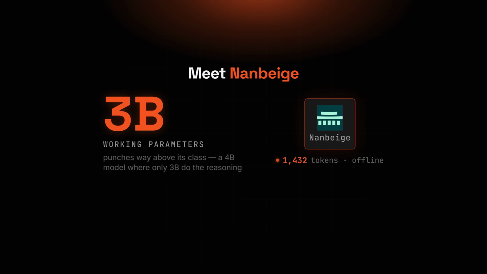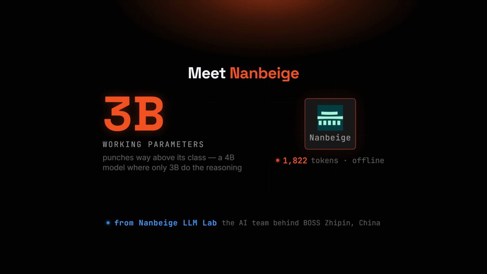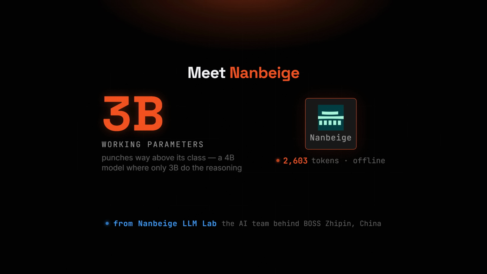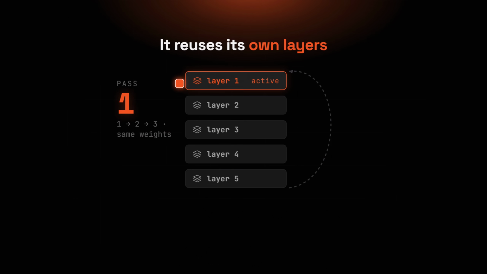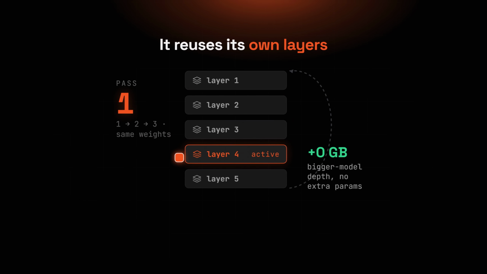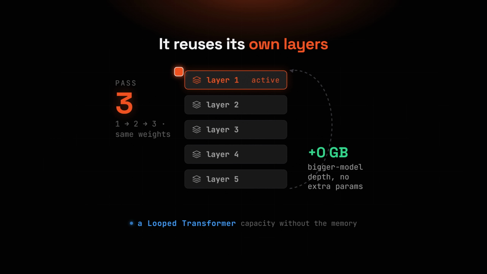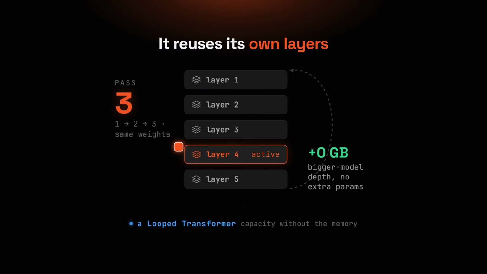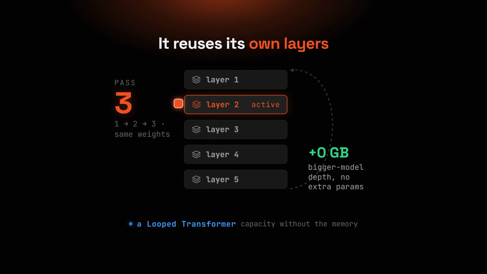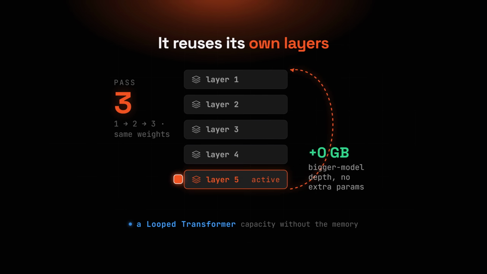The best pick here is a 3 billion parameter model from a Chinese lab called Nvidia. Their 4.2 release is tiny, but it does something its size should flatly not allow. Its trick is a looped transformer. Instead of stacking more layers, it runs the layers it has more than once, so it thinks like a bigger model without storing a bigger model. You get the capacity, you skip the memory bill, and it lands.